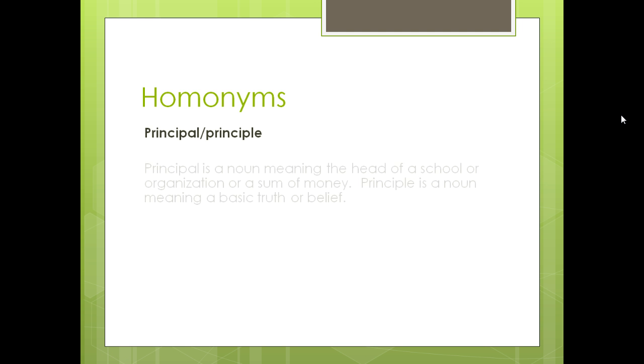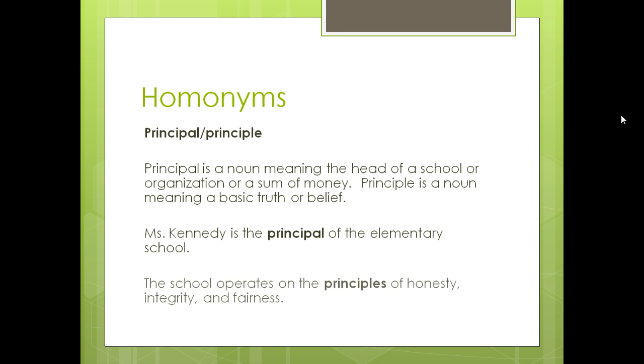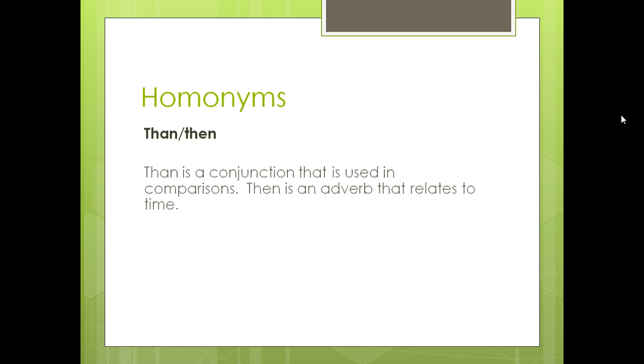Principal and principle also sound alike. Principal with an A is a noun meaning the head of a school or an organization. It can also mean a sum of money. Principle with an LE is a noun meaning a basic truth or belief. Than and then are words that are also commonly confused. Than is a conjunction that's used in comparisons. Then is an adverb that relates to time.